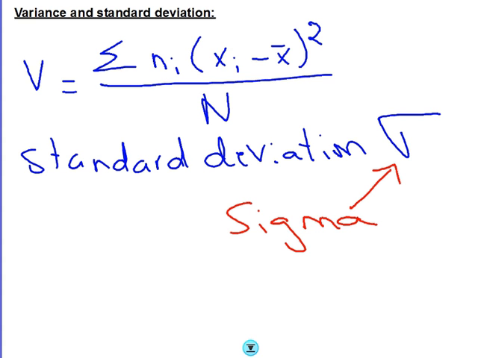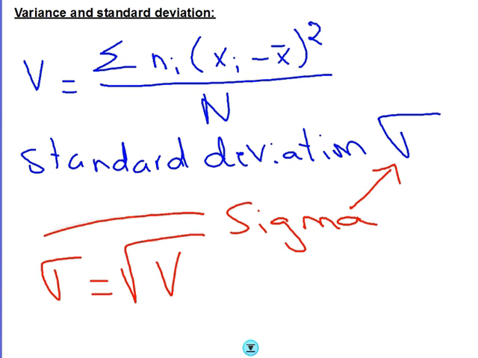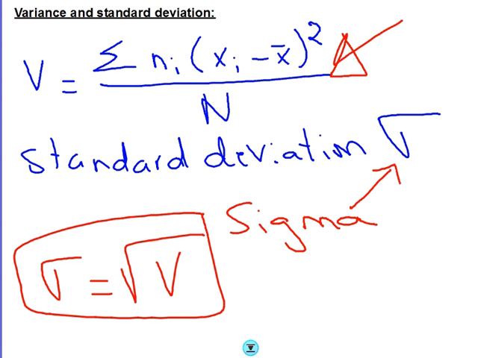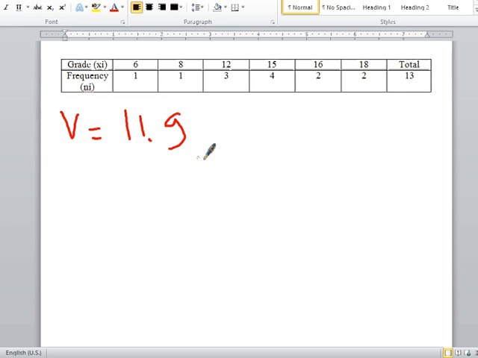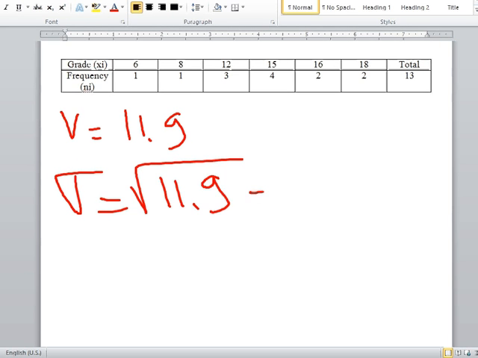How do we find the standard deviation? Actually, the standard deviation is the square root of the variance. So once you find the variance, okay, you just do radical of the variance to find the standard deviation. So let's go back to our example. So here we found the variance, it's equal to 11.9, so the standard deviation is equal to radical 11.9, we'll get 3.45. So this is about how to find the standard deviation.